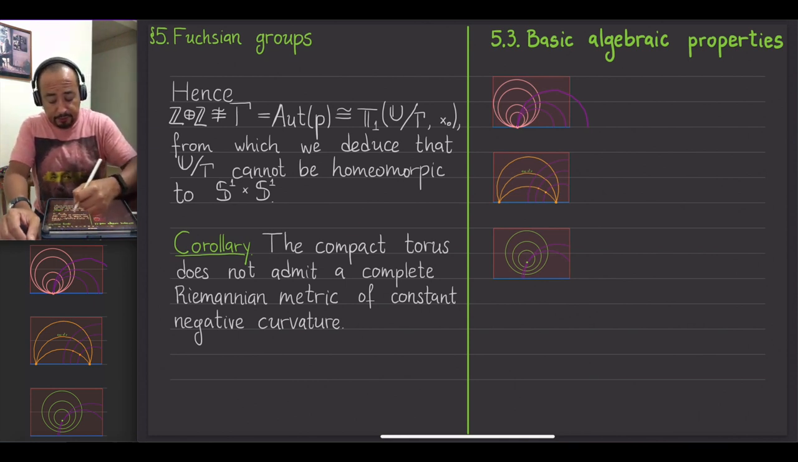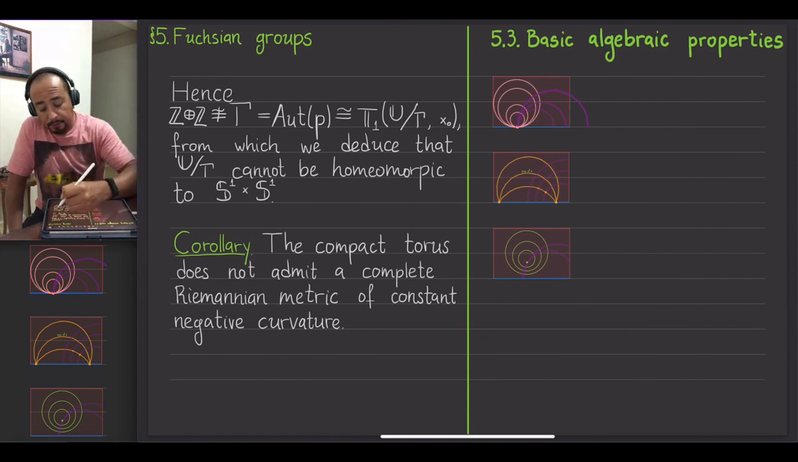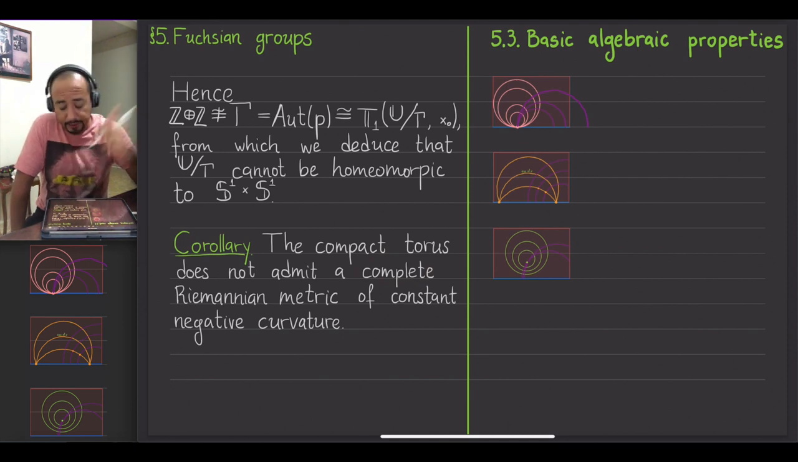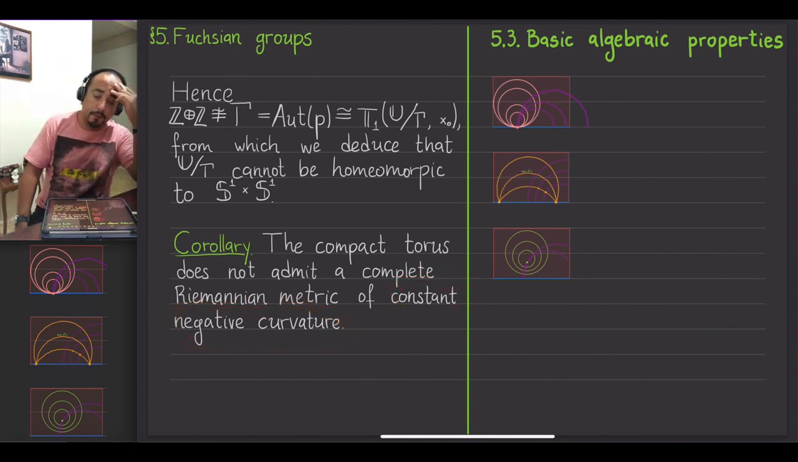And it is that if you give me a compact torus, let's say as a C infinity manifold, as a differentiable manifold, it is impossible to find a complete Riemannian metric such that the torus becomes a surface of constant negative curvature. Very informally, what this means is that you cannot approach the torus using hyperbolic geometry or the hyperbolic plane. You need something else, right?